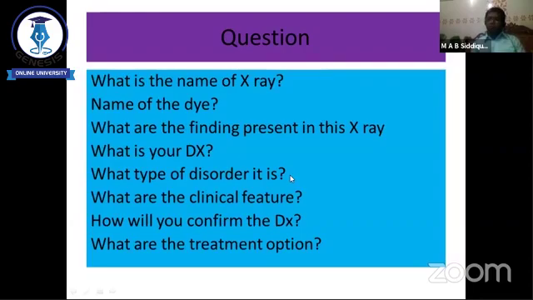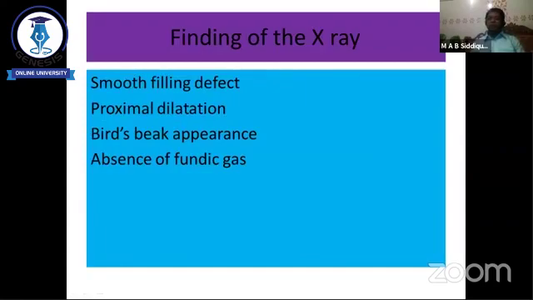And what are the treatment options? There are several treatment options: medical treatment, minimally invasive treatment, and surgical treatment. Medical treatment, sometimes a calcium channel blocker can help the patient temporarily. Then esophageal dilatation, and surgical treatment, Heller's cardiomyotomy. Botulinum toxin is also used. So these four are the treatment options for achalasia cardia.